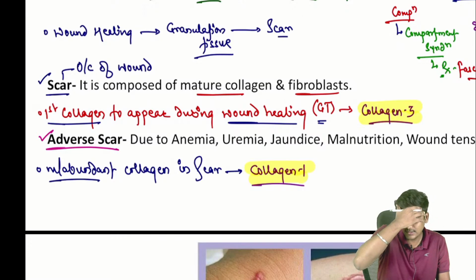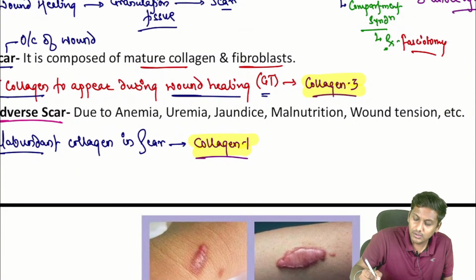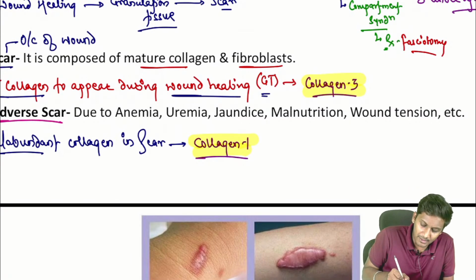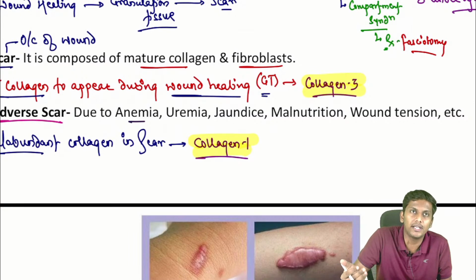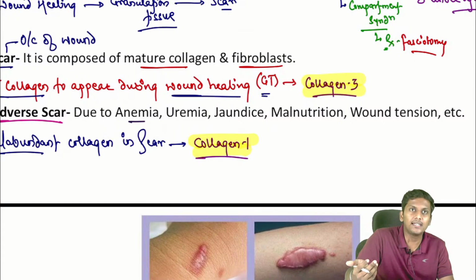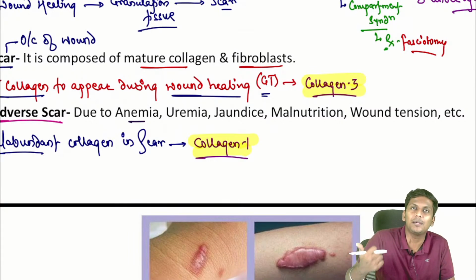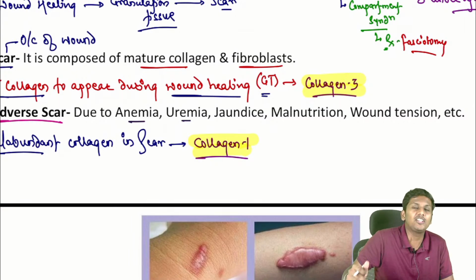So this adverse scar or bad scar is going to occur due to some important problems. One problem can be anemia in the patient. If a patient is having anemia, deficiency of hemoglobin, definitely there will not be enough amount of oxygen at the healing site. There will be hypoxia at the healing site, and therefore definitely the healing will be impaired. Will healing happen well? No, it will not.